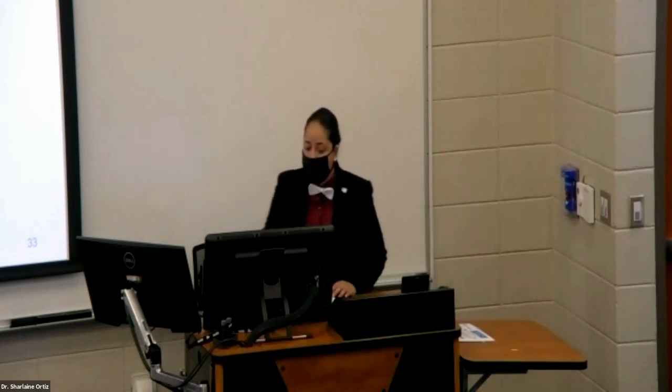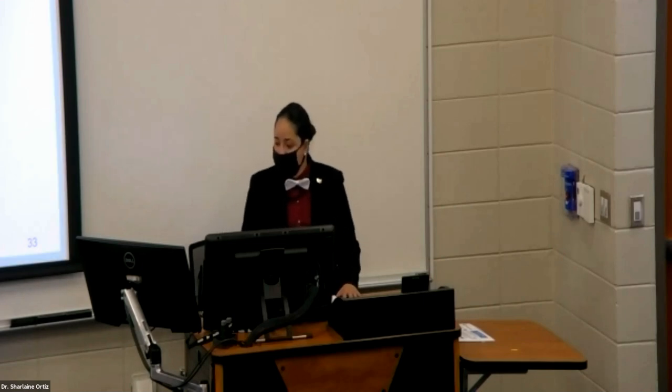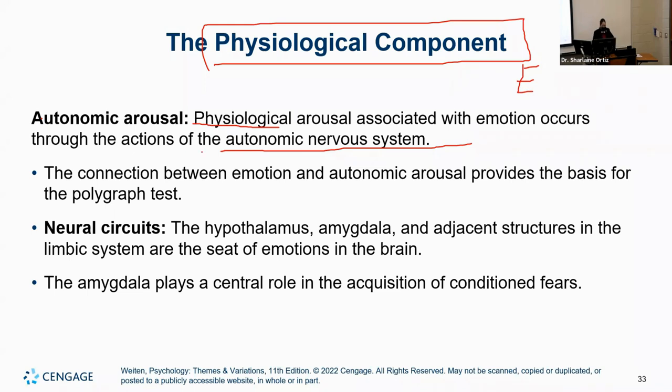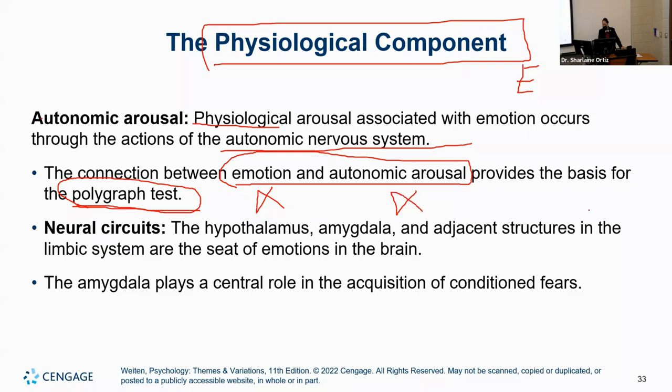Now, because of that, there is a connection between physiological response and emotions. Generally, whenever we are considering a polygraph test, think about the assessment of that polygraph. Simply, what a polygraph is trying to do is notice if there is a connection between emotion and arousal.